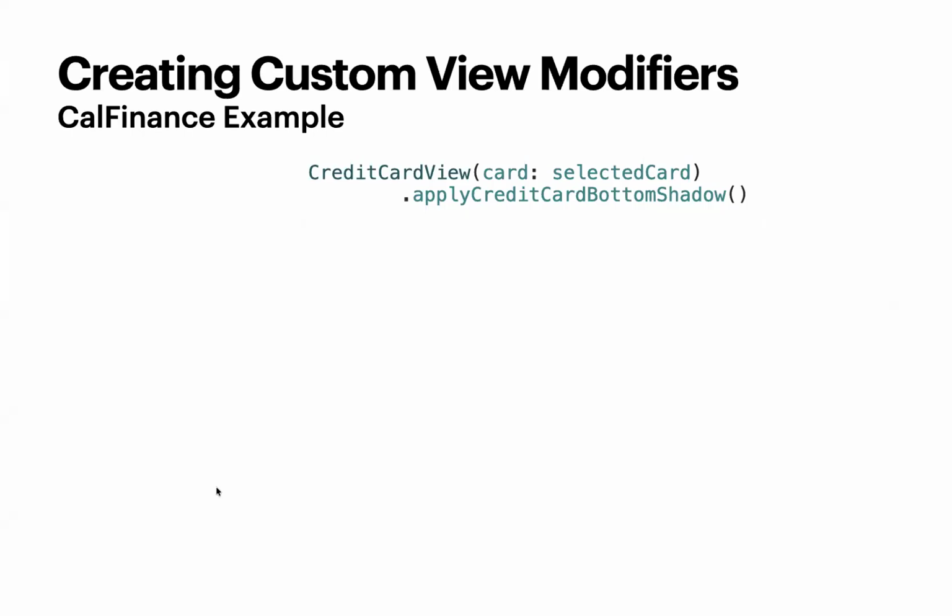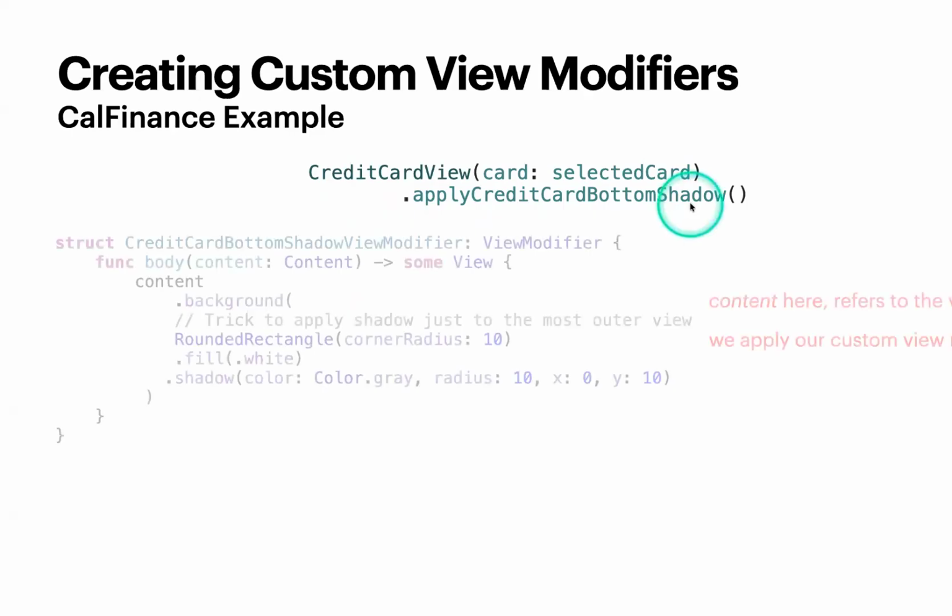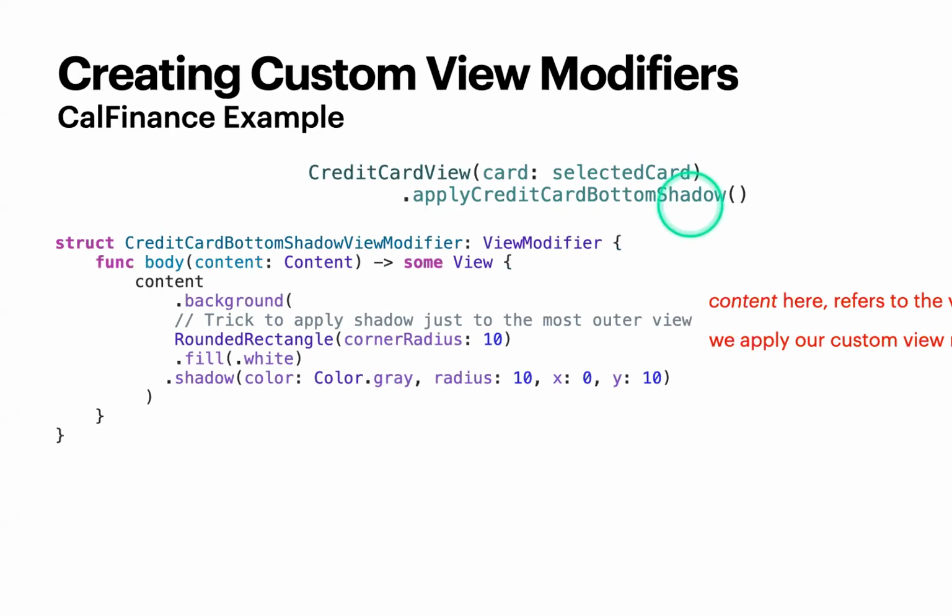So in prior semesters, we had this project where you were creating a wallet app, and it's called Cal Finance. And on this credit card view, there was this view modifier called apply credit card bottom shadow, right? And apply credit card bottom shadow is not something that Apple gives us, right? This is something we created on our very own. So this is how you would create your own custom view modifiers.